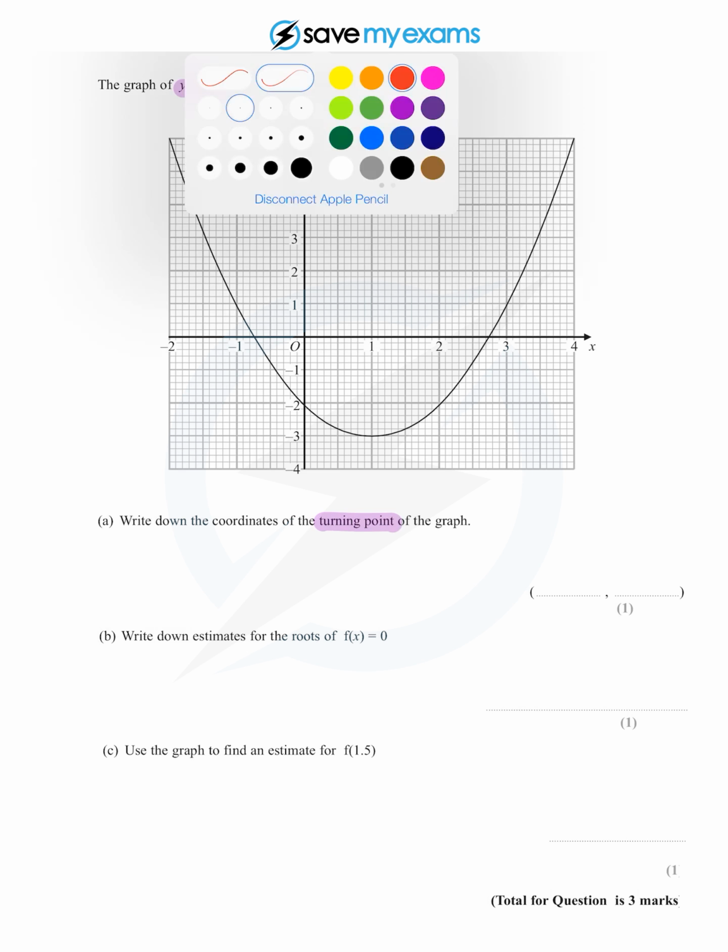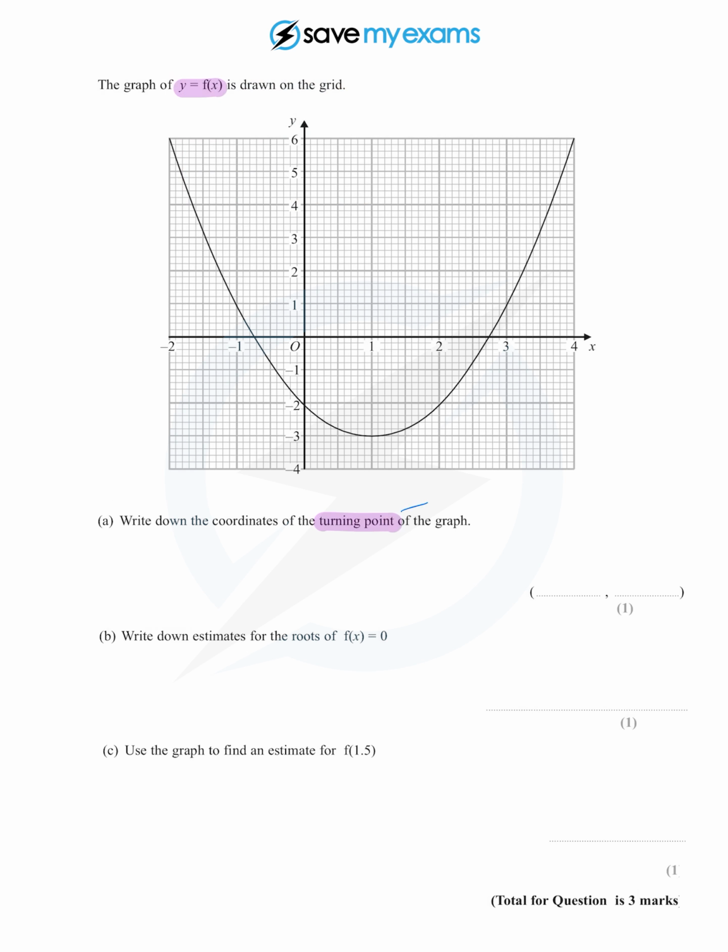Well, remember that the turning point is when the gradient equals 0. In other words, where it's flat or horizontal for a moment. And so the turning point is here, where that blob is. Right, so the coordinates of that point there, well, it's 1 in the x direction and -3 in the y direction. And x always comes first and y comes second.